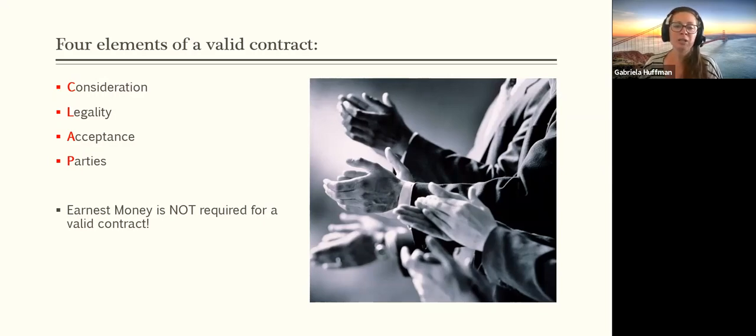And please, please, please write down that earnest money is not required for a valid contract. There is no E in CLAP. Yes, earnest money is a part of the contract. It's not required though. You don't have to put earnest money down to have a legally binding contract. If there is earnest money, that earnest money can be used as liquidated damages to compensate the seller should the buyer breach or back out during the due diligence period.